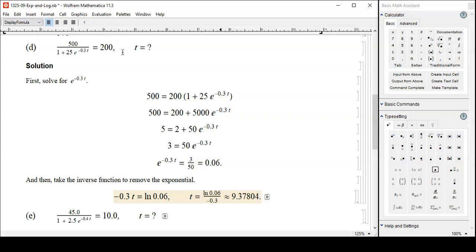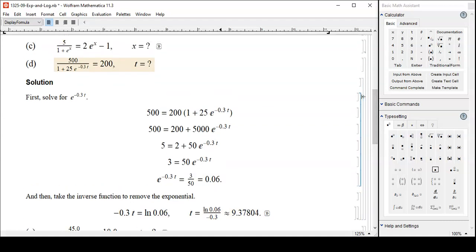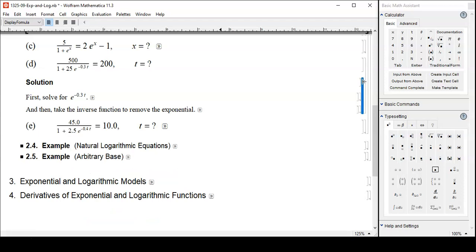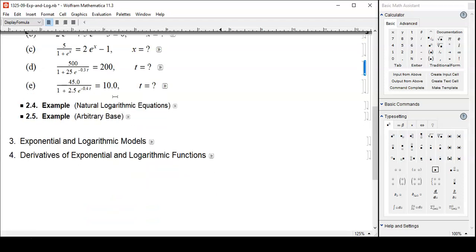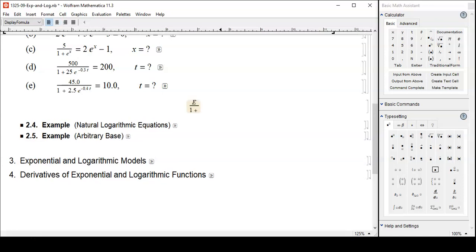By the way, this model is an extremely important model. This kind of thing is called a logistic model. E over 1 plus 8 times e to the negative kt form.